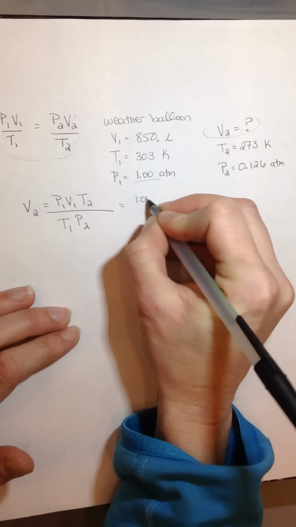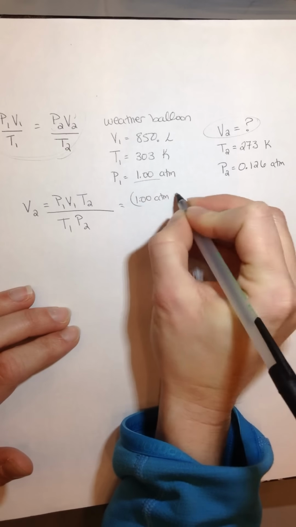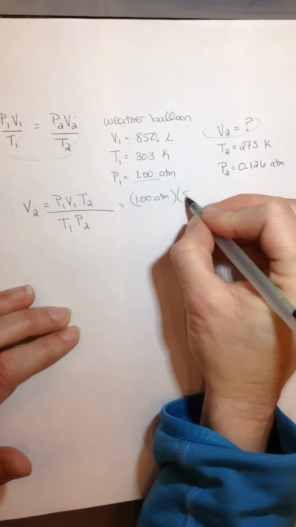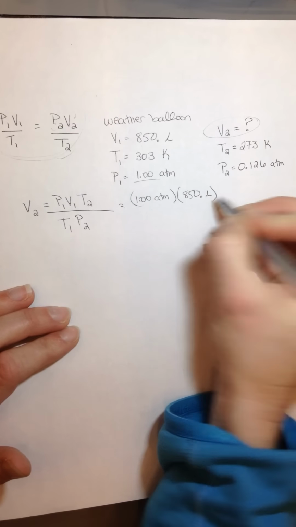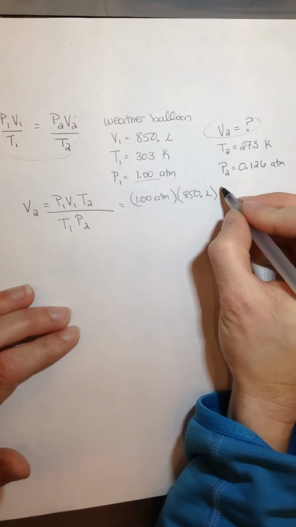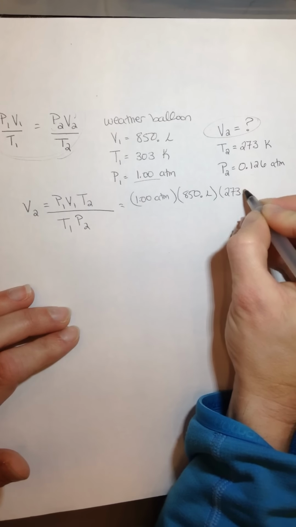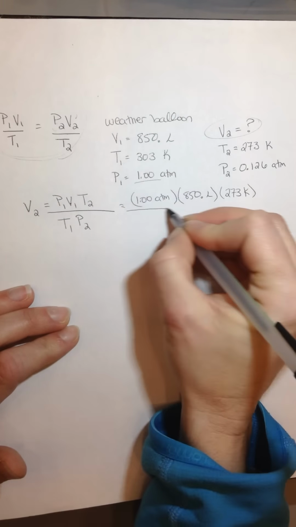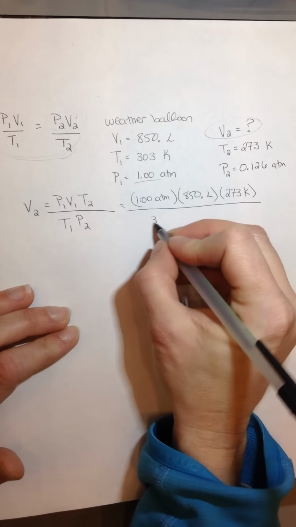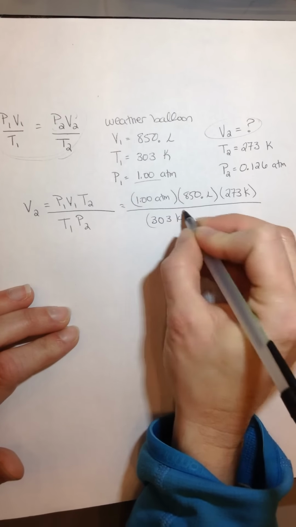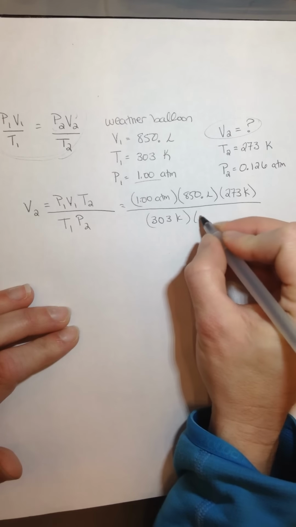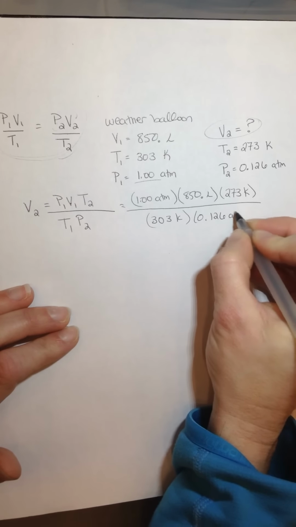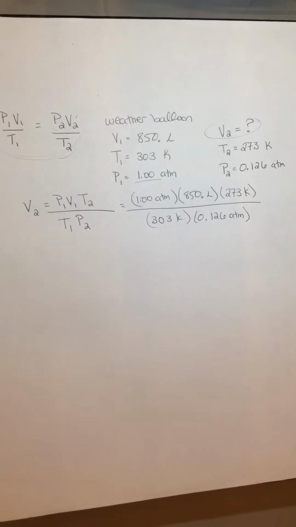P1, 1 atmosphere. V1, 850 liters. And T2, 273 Kelvin, divided by T1, 303 Kelvin. And P2, 0.126 atmospheres. Okay?